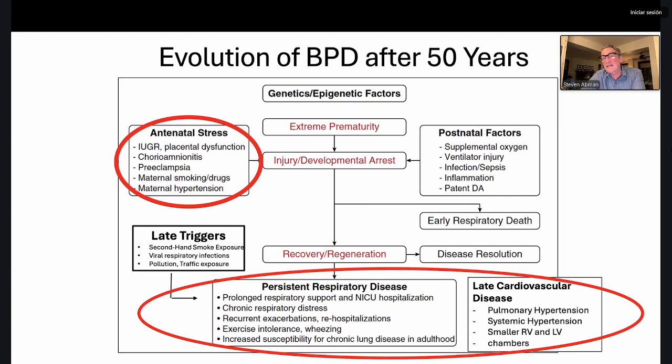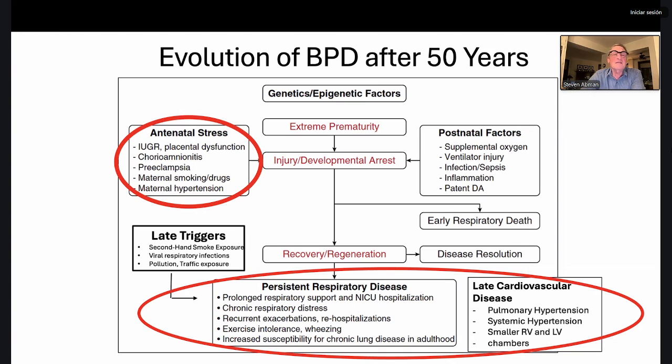And there's a growing recognition that even premature babies without the tag of BPD made at 36 weeks, even those kids have high risk for what we call pre-COPD or adult chronic lung disease. And along with that, late cardiovascular problems, the late development of pulmonary hypertension, even though they may have left the NICU with a normal-looking echocardiogram, systemic hypertension, abnormal growth of the right and left ventricles with smaller chambers, and a high enrichment of adults who develop early cardiomyopathy or congestive heart failure.